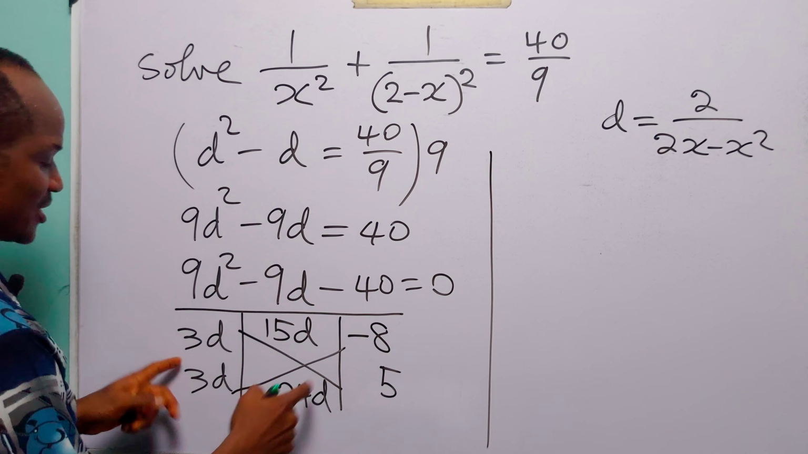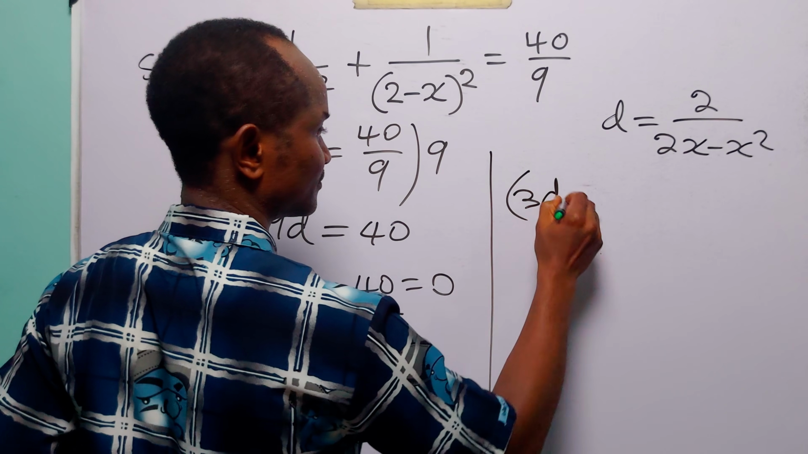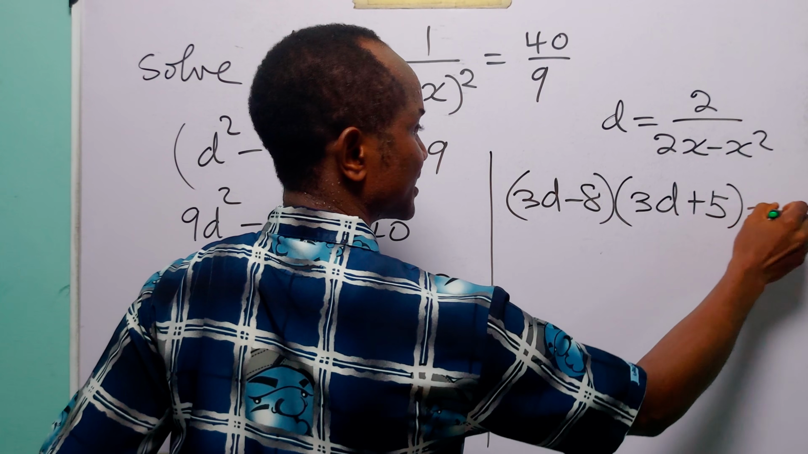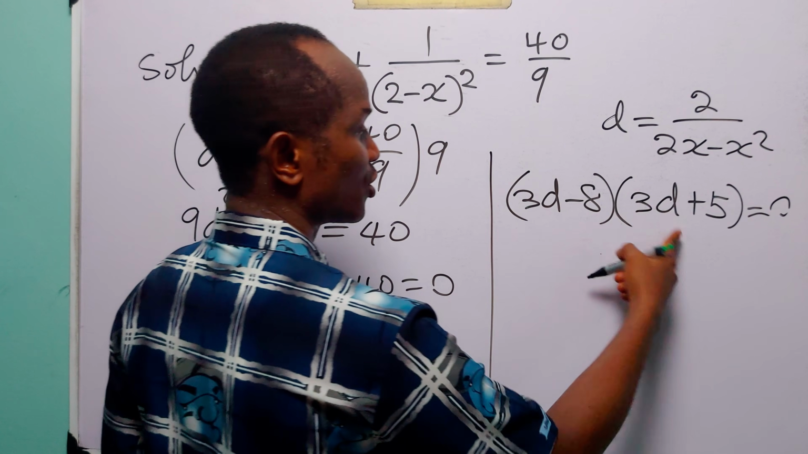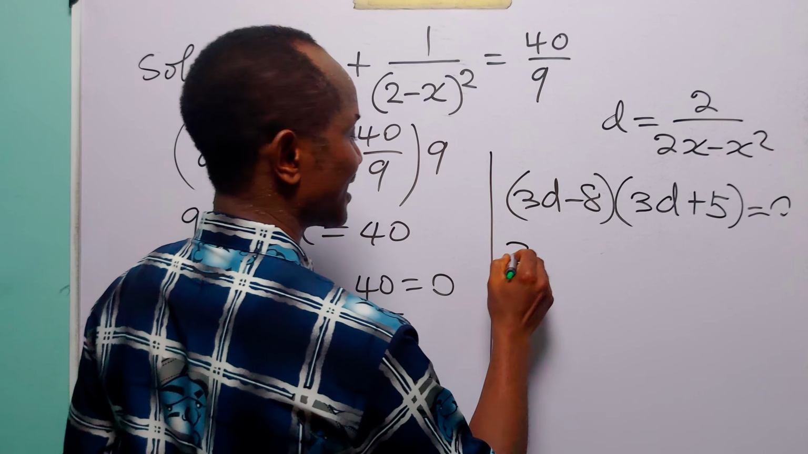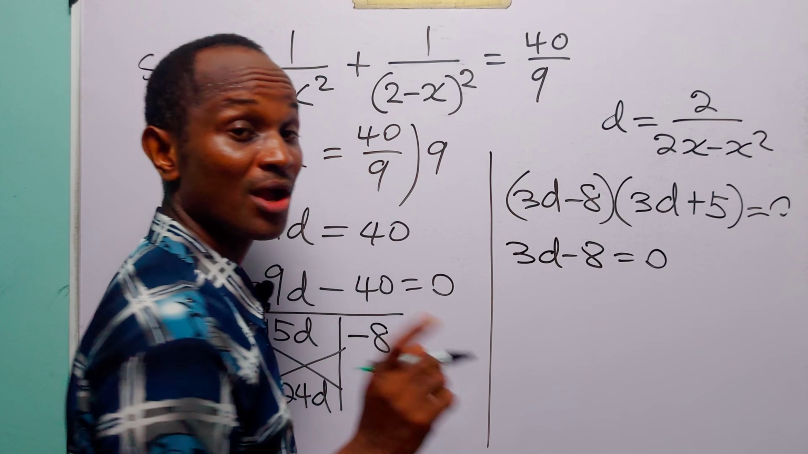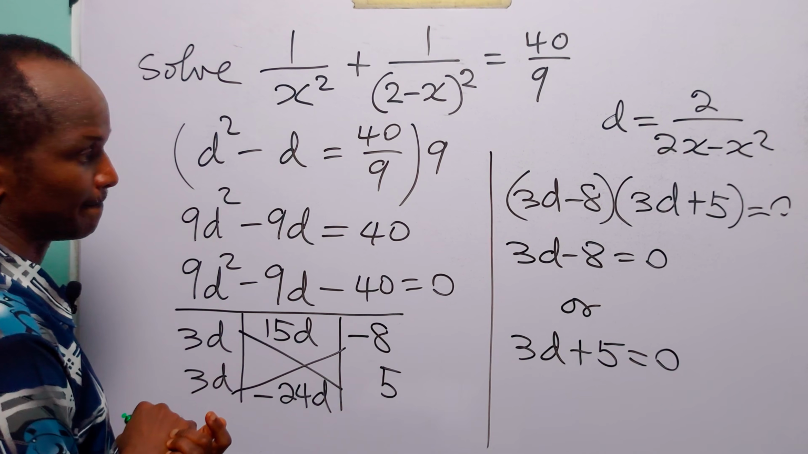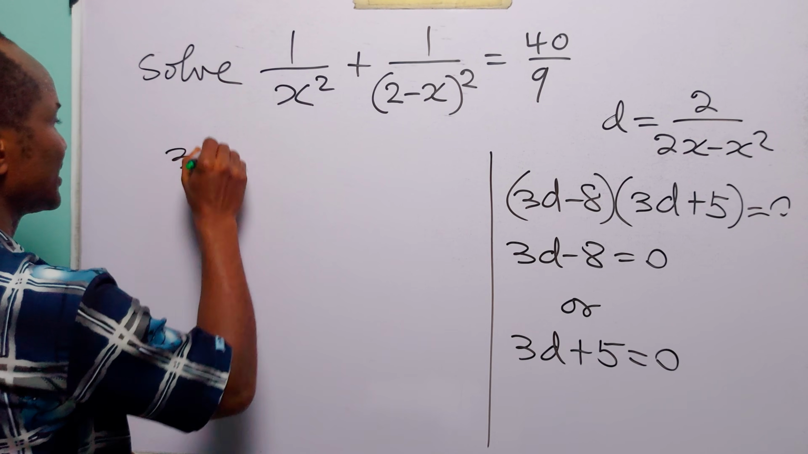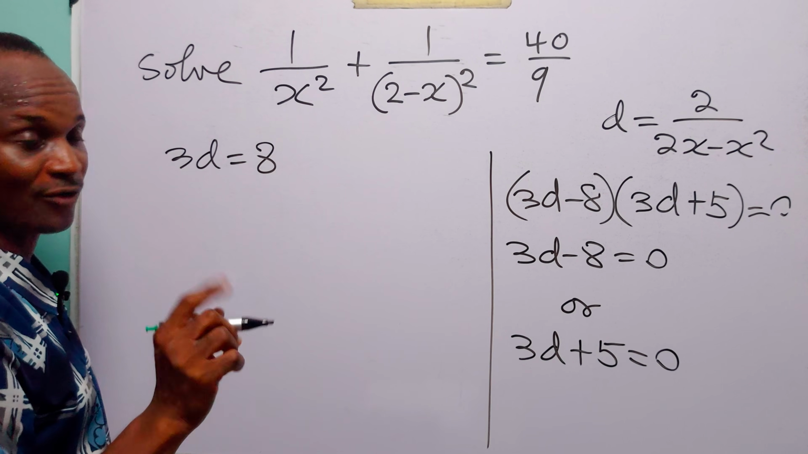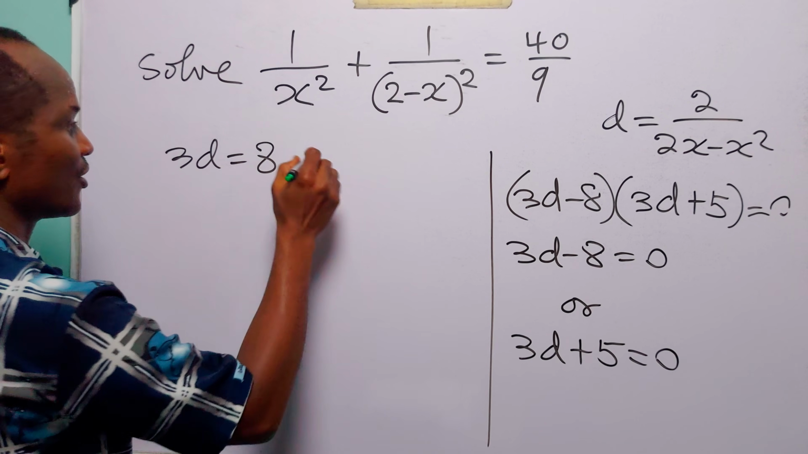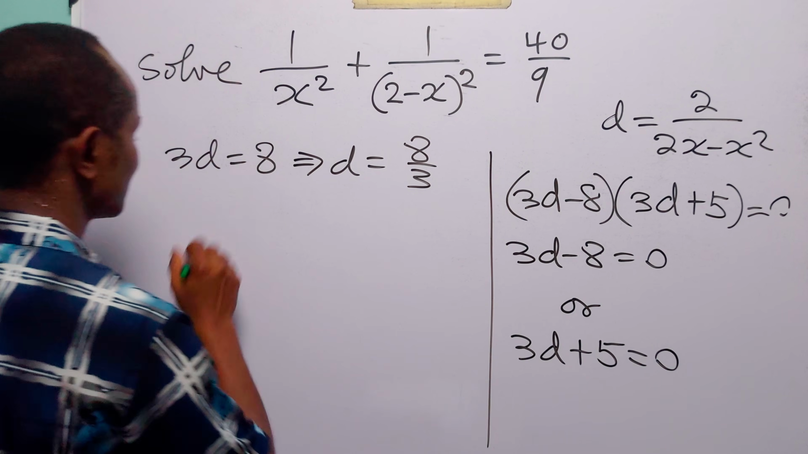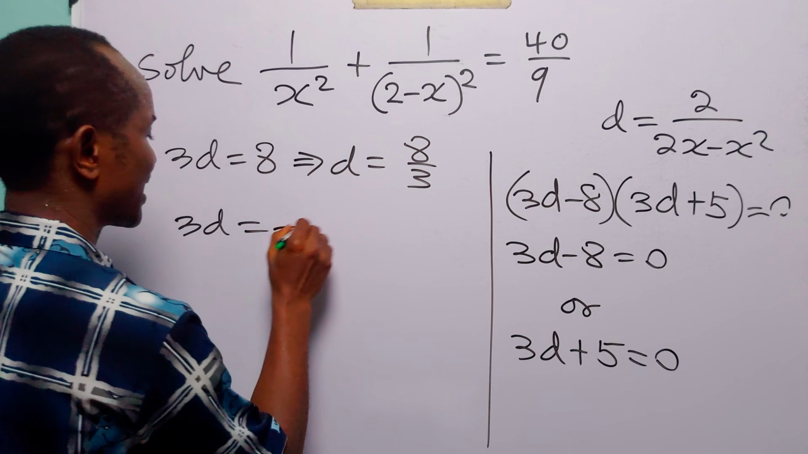That means that we can write this equation as 3d minus 8 multiplied by 3d plus 5 is equal to 0. And of course, you know that when the product of two items is 0, it simply means that either 3d minus 8 is equal to 0 or 3d plus 5 is equal to 0. Now, from the first condition, we have that 3d is equal to 8. And of course, when we divide both sides of this equation by 3, we have that d is equal to 8 over 3.